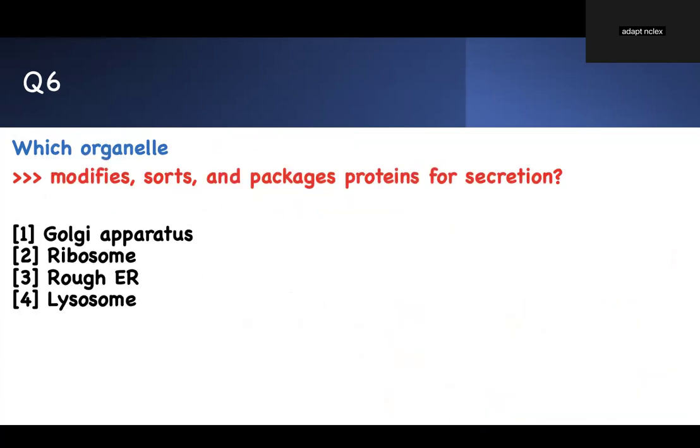Which organelle modifies, sorts, and packages protein for secretion? That organelle you are going to pick should do all these things. Golgi apparatus, ribosome, rough endoplasmic reticulum, lysosome. Think about it. Easy way to memorize them is what?